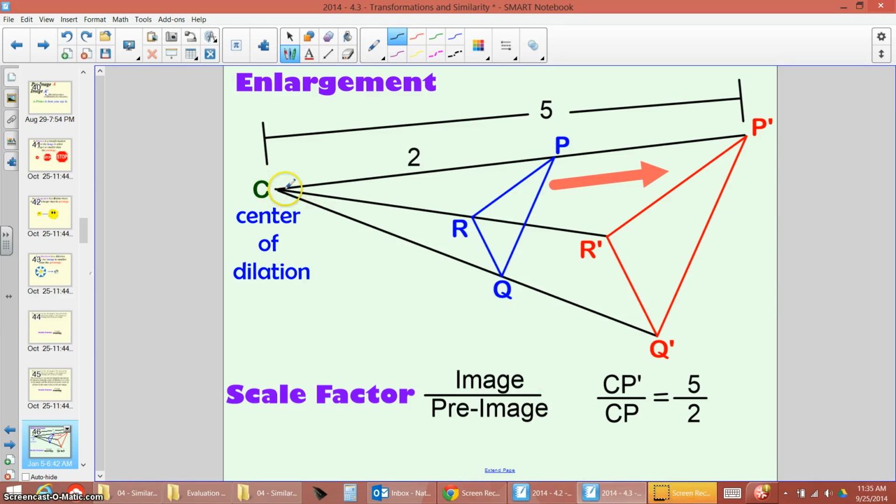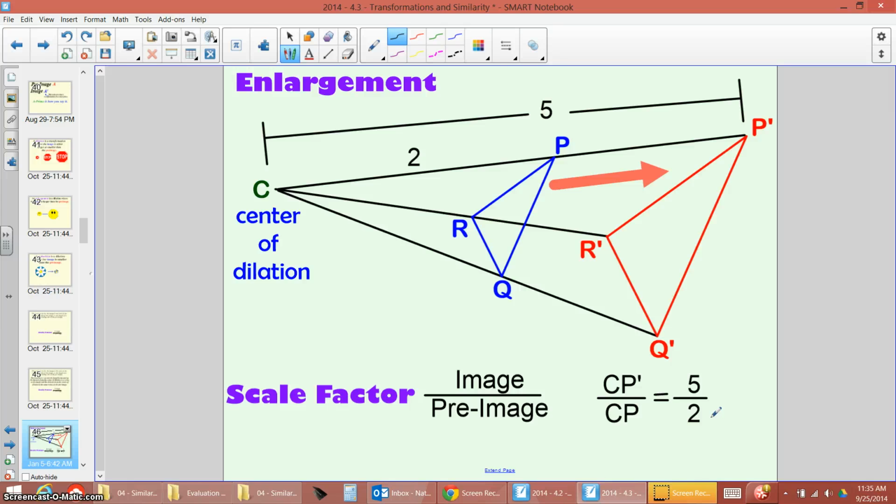So my center of dilation is here, and the distance from my center of dilation to my pre-image is 2. And the center of dilation to the image is 5. So I set up my scale factors, the image divided by the pre-image. I do CP prime is 5, CP is 2, so my scale factor is 5 over 2. Now let's reverse the order.